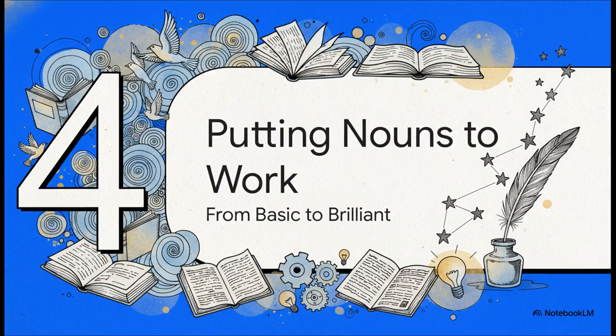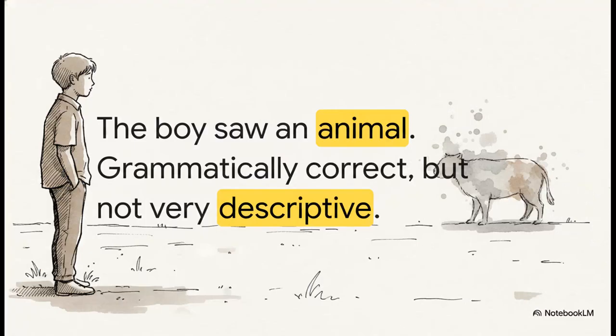Okay, so we've learned all these different types, but you might be wondering, why does this even matter? Well, this is where the magic happens. Knowing these types can seriously level up your writing. Let me show you what I mean. Take a look at this sentence. The boy saw an animal. I mean, it's fine, it's grammatically correct, but it's also kind of boring, isn't it? It doesn't really give you much of a picture in your head, just a generic boy and a vague animal.